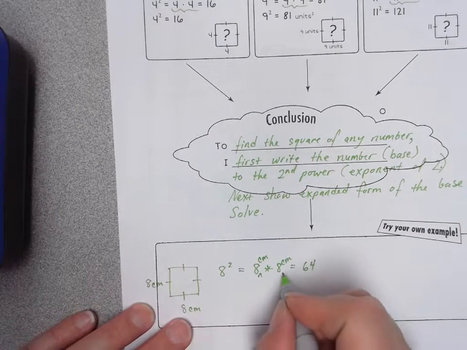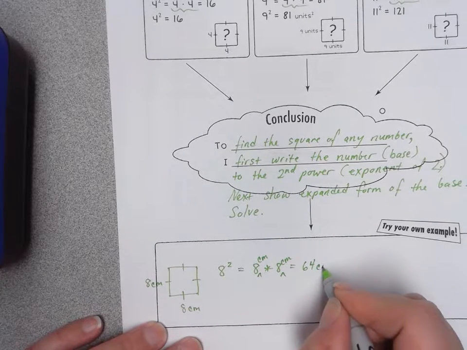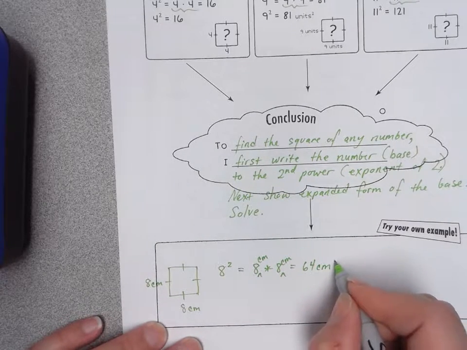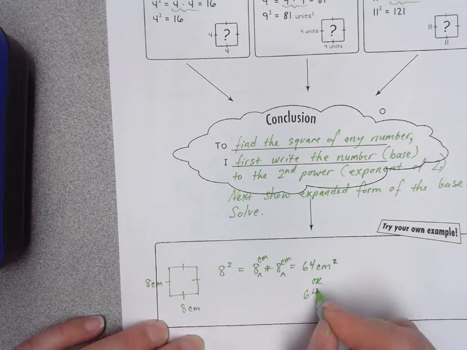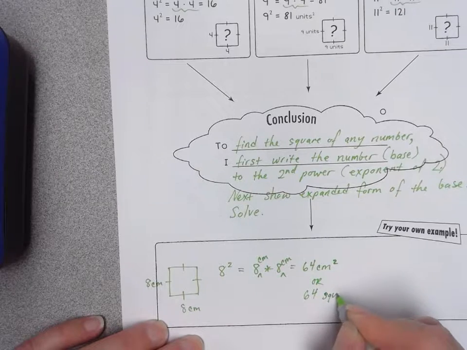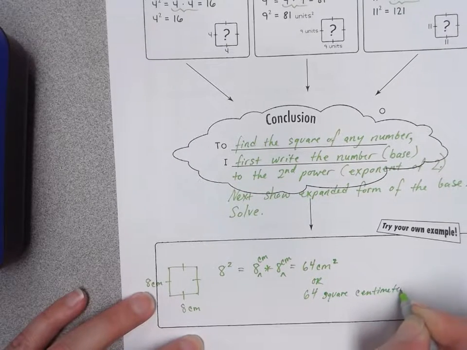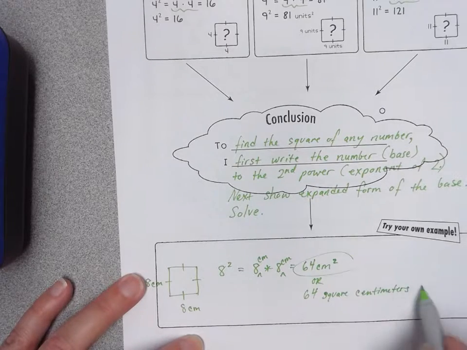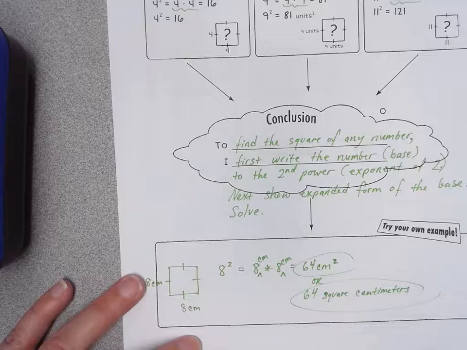So really those should say 8 centimeters times 8 centimeters. When I take centimeters times centimeters, I'm actually squaring the units. I'm going to get centimeters squared, or we could say 64 square centimeters. Again, whenever you're finding area or the square of a number, you're going to end up with square units.